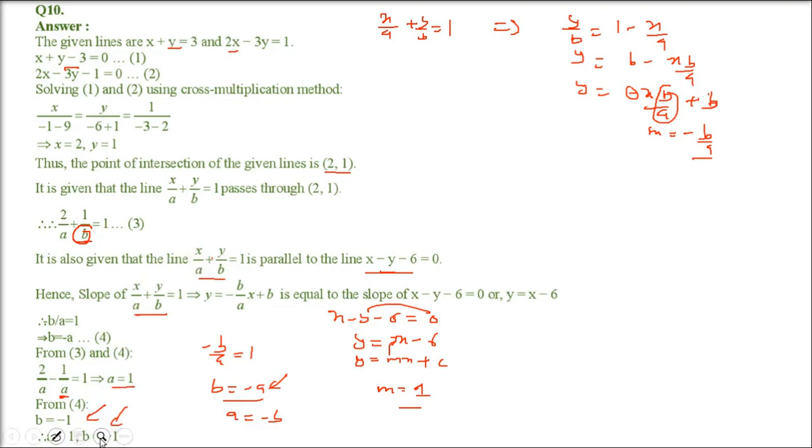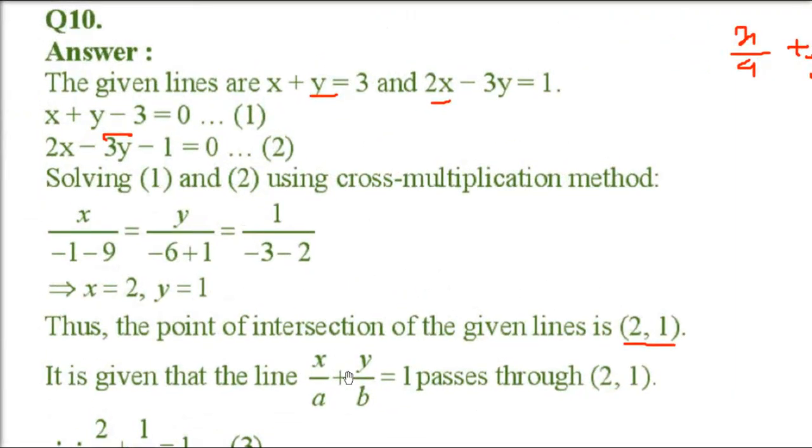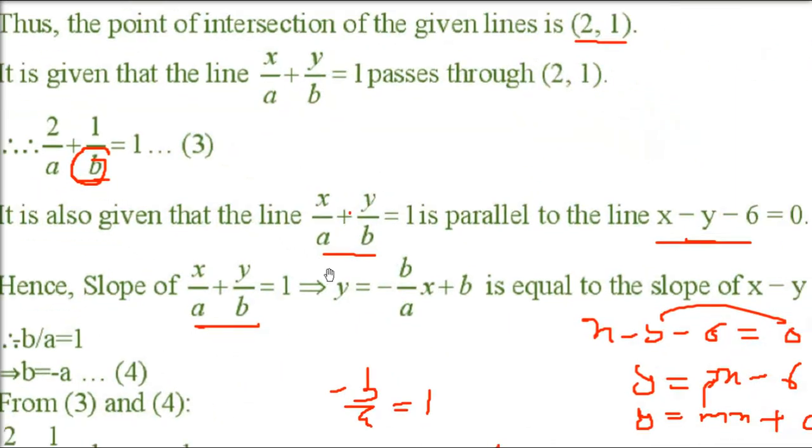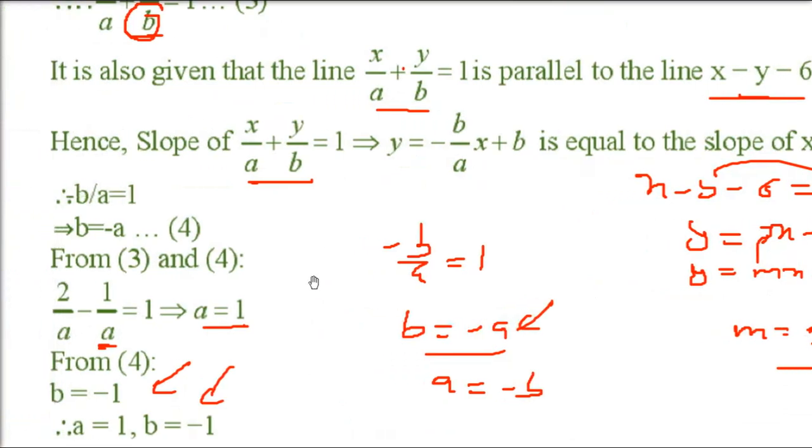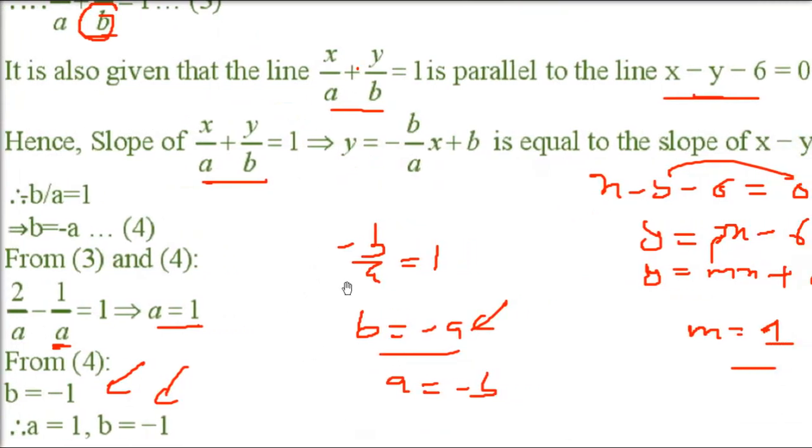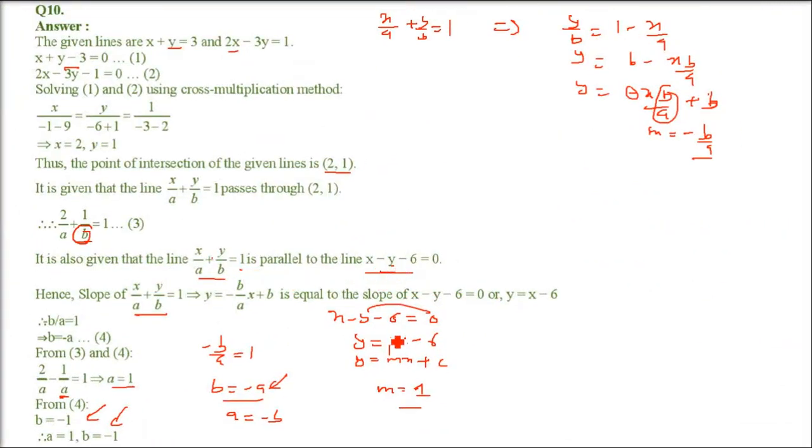So let me just expand it so that if you're solving it, you will be able to know the actual numbers which we see here. So this is how you just have to equate the slope first and then pass the equation through the intersection, which is coming to be 2, 1. Then you will get the value of a and b.